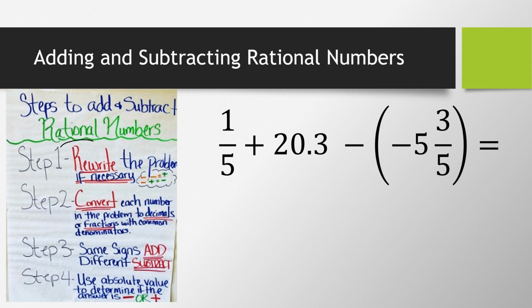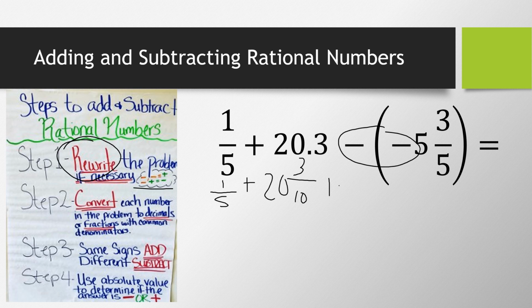So first I'm going to rewrite because I see multiple signs. So that gives me 1/5 plus 20 and 3/10 plus 5 and 3/5. Now I'm going to get them the same denominator. I want them all to have the denominator of 10. So what I'm going to do is I have to multiply 5 by 2 to get it to 10.